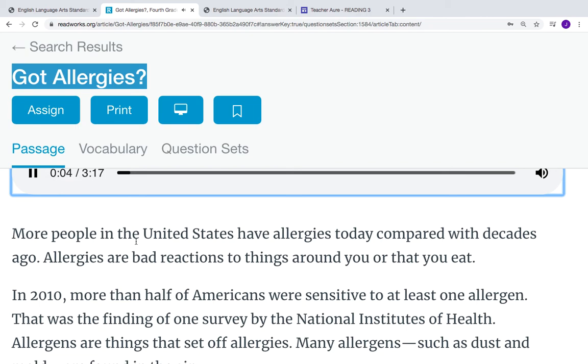More people in the United States have allergies today compared with decades ago. Allergies are bad reactions to things around you or that you eat.